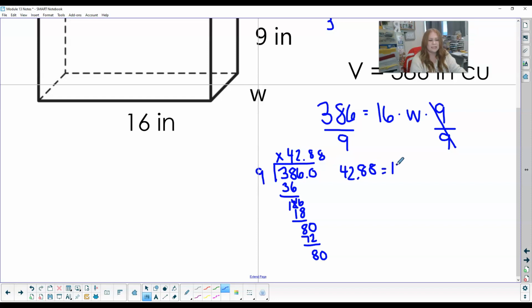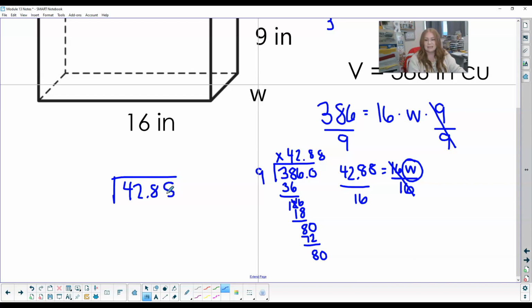Now we have 42.88 equals 16 W's. I want W by itself. I'm doing everything backwards. Normally we'd multiply; now we're dividing. So divide by 16 on both sides, so all I'm left with is W. We're going to do 42.88 divided by 16. It can't go into the 4. It goes in there 2 times, which is 32. Got 10 left over, bringing down an 8. I put my decimal up.